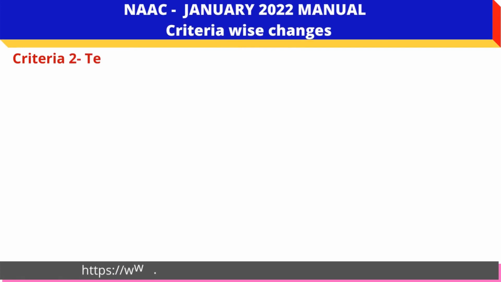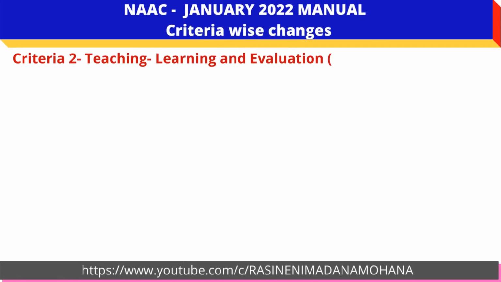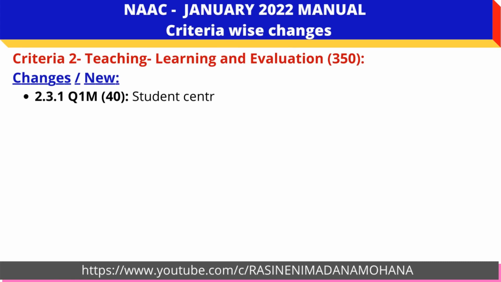Then coming to criteria 2. So in criteria 2, what are the changes and new? 2.3.1 qualitative, 40 weightage. Student-centric methods such as experiential learning, participative learning, problem-solving methodologies.